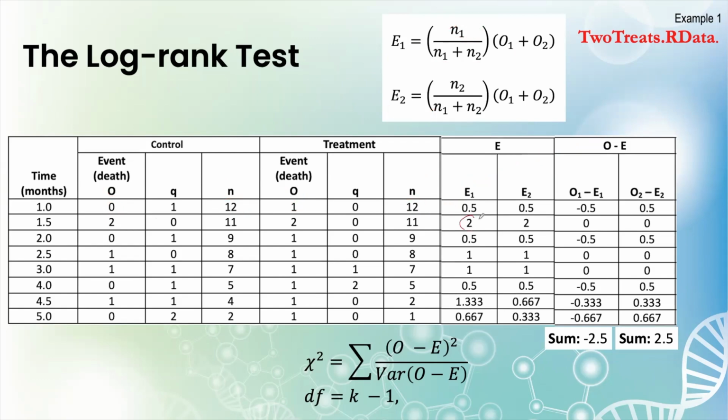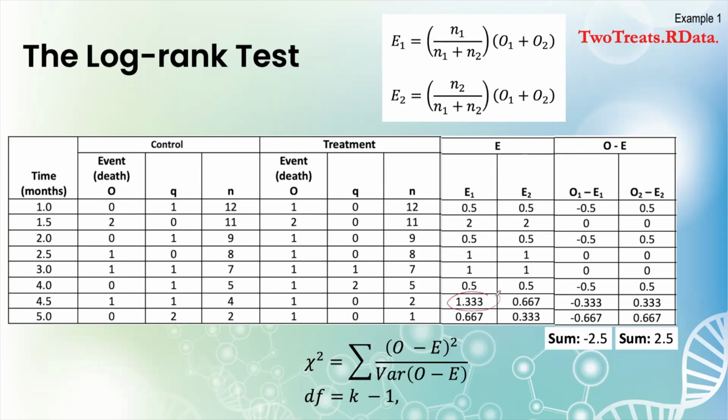Now let's try this too. How was this computed? So n sub 1, we have 11. So this is your n sub 1 and this is your n sub 2. So 11 over 11 plus 11 times O sub 1 plus O sub 2. So this is O sub 1 and this is O sub 2. So that's 2 plus 2. Okay, so that's 11 times 4. That's 44 divided by 12. We have 2. Let's try another one.